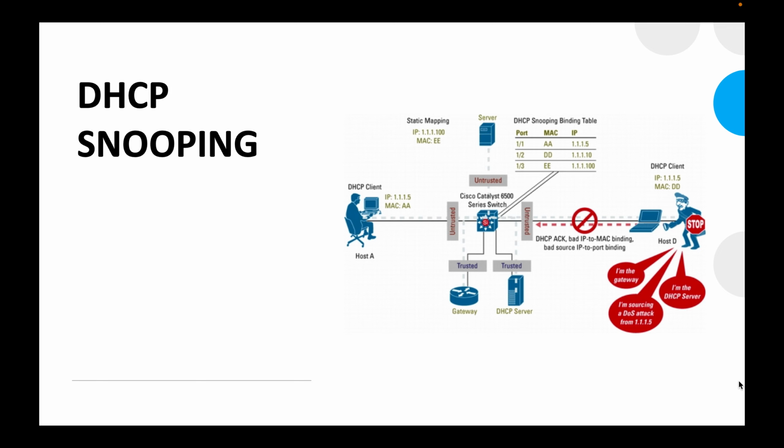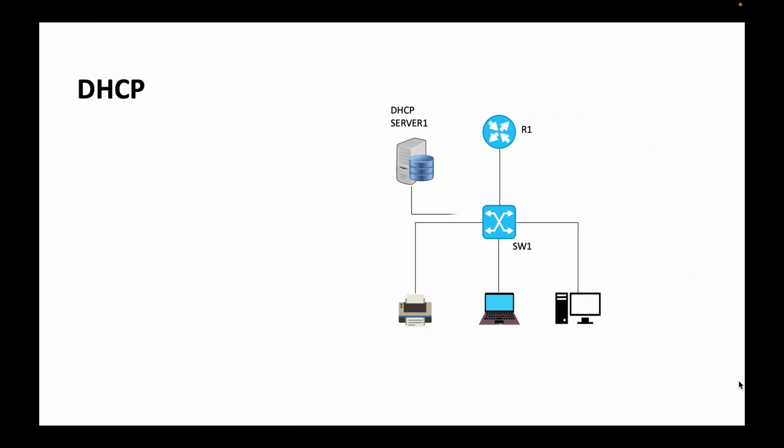Hello everyone. In this session of the CCNA series, I will discuss DHCP snooping. DHCP servers are essential in today's networks, with practically every user endpoint relying on DHCP to learn its IP address, mask, default gateway, and DNS IP addresses.